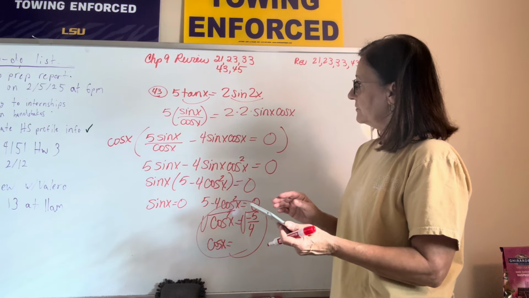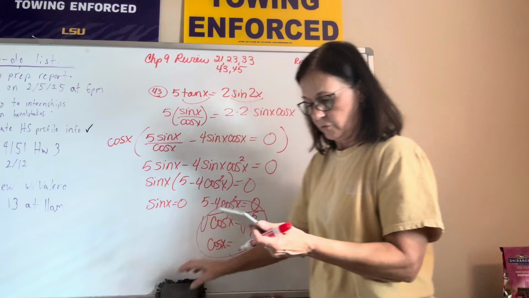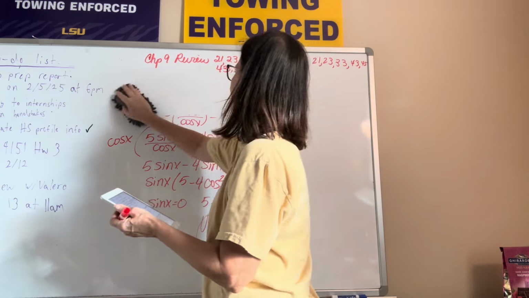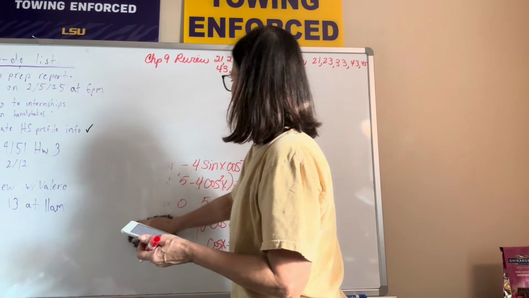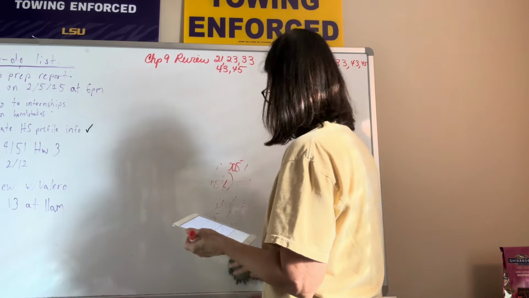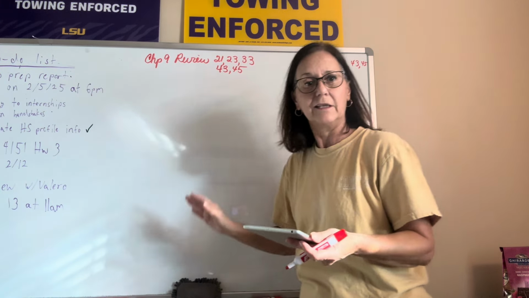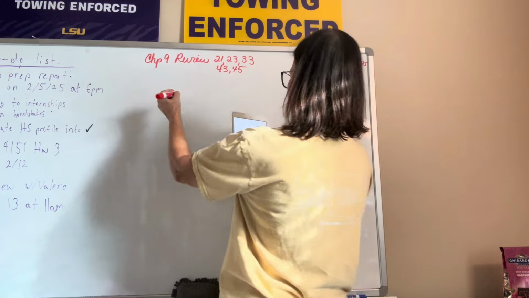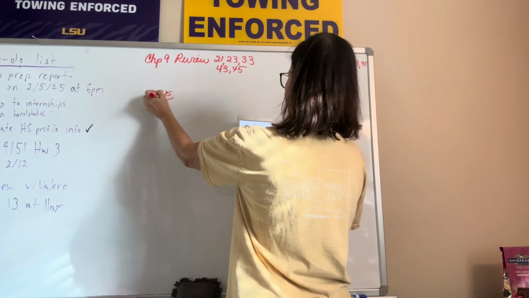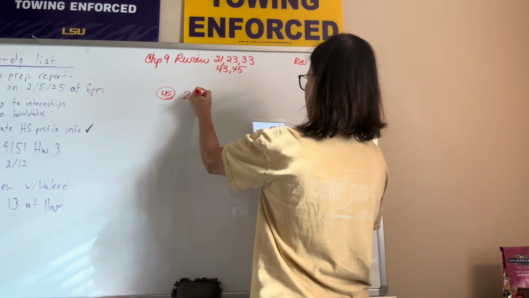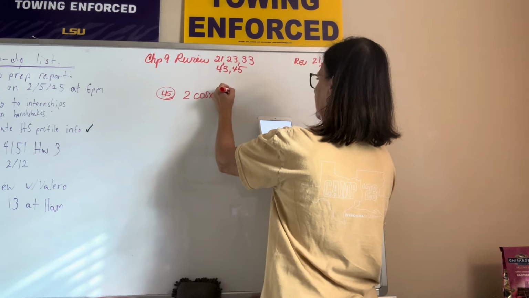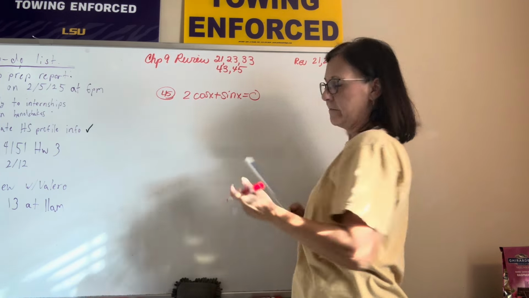All right, that was 43. I'm glad I'm writing the numbers here. 45. Okay, 45 is, you have to really think outside the box. You might be thinking, I have to think outside the box on all of these. All right, 45. 2 cosine x plus sine x equals 0.